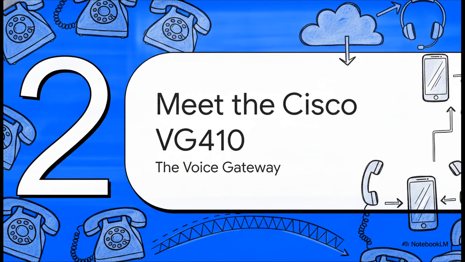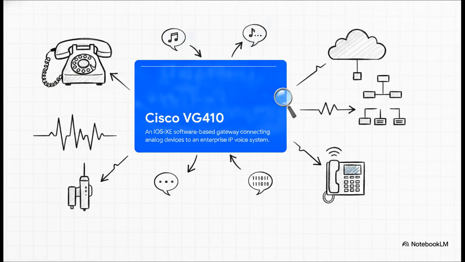Moving on to Section 2, let's meet the Cisco VG410. So what's the solution? Well, it's the Cisco VG410. This is an IOS XE software-based medium-density analog phone gateway. The best way to think about it is like a flawless, real-time translator. It connects your traditional analog devices directly into a modern enterprise IP voice system. It literally just sits right in the middle, speaking both the legacy language of analog tones and the modern language of IP telephony, making absolutely sure nothing gets lost in translation.